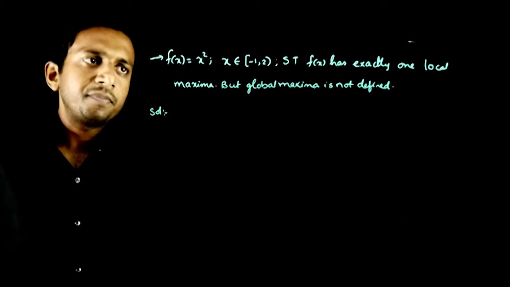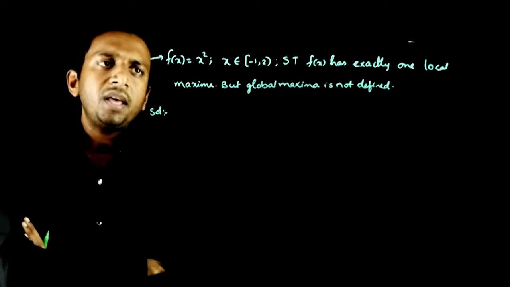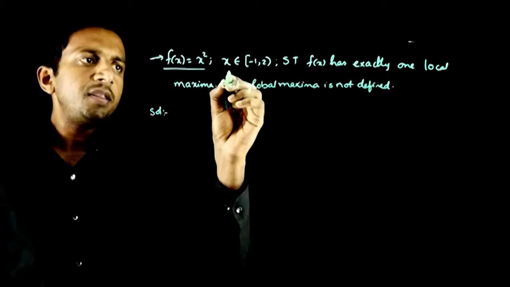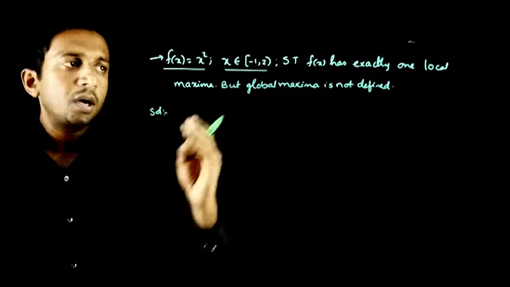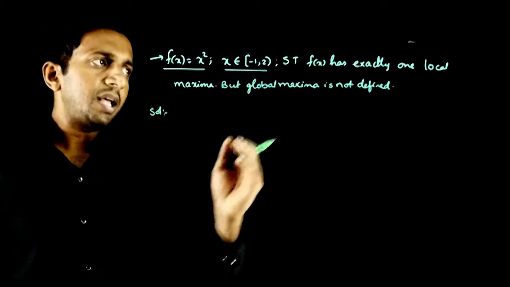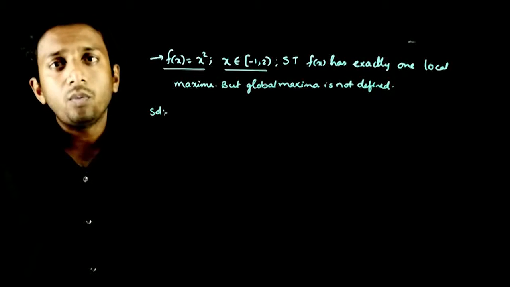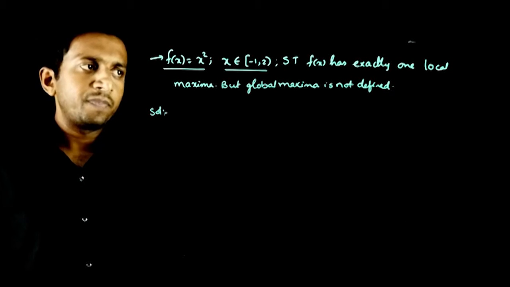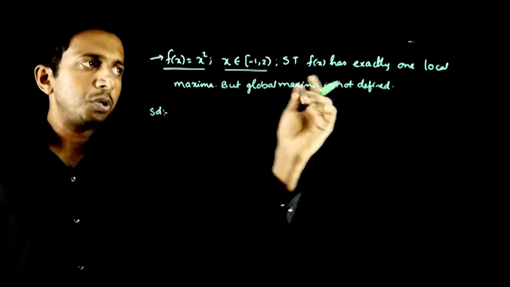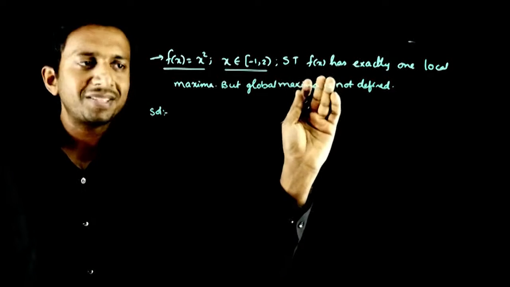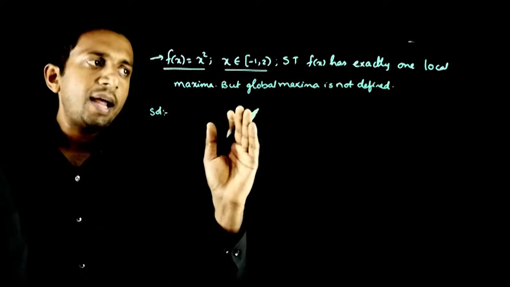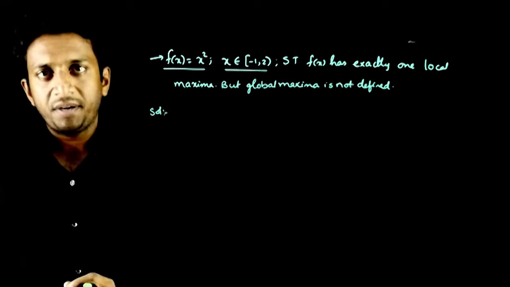So welcome students. So इस क्वेश्चन में आपको दिया है f of x is equal to x square is a function which is defined in the interval [-1, 2), closed -1 to open 2, and you're asked to show that f of x has exactly one local maxima but global maxima is not defined. So you're asked to show this proposition, f of x has exactly one local maxima. You have to show that one local maxima and global maxima is not defined.